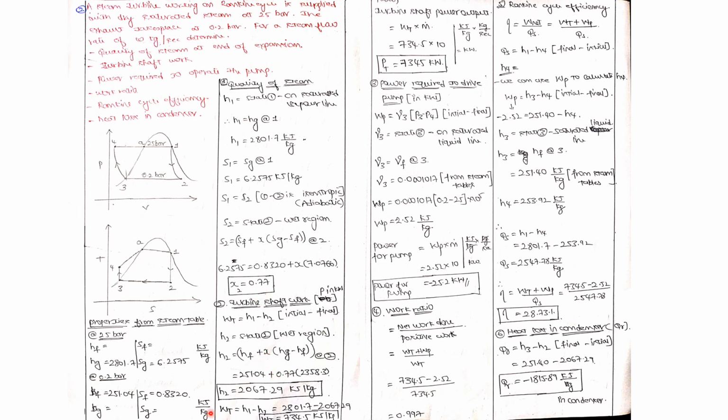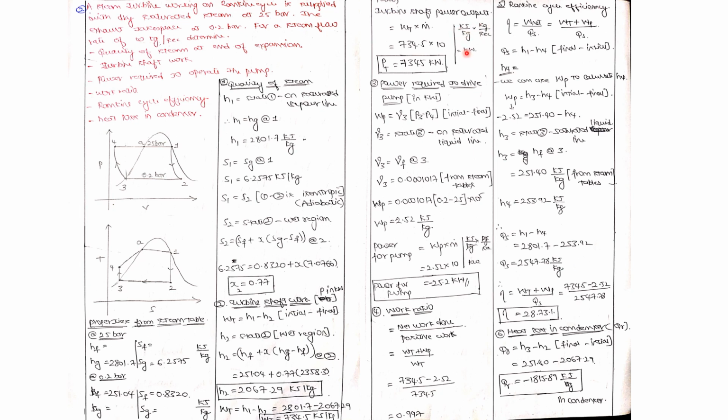Since h1 and h2 are known, you can calculate the turbine work very easily, which is 734.5 kilojoules per kg. Since you have not multiplied any mass here, it is per kg. Now, turbine shaft work output is equal to work output from the turbine into mass flow rate, correct? So it is 734.5 into 10 kg per second. The unit conversions are given here. Kilojoules per kg is the turbine work output, into mass flow rate in kg per second, so kg goes away. Kilojoules per second is kilowatt. So the total turbine power output is this much.